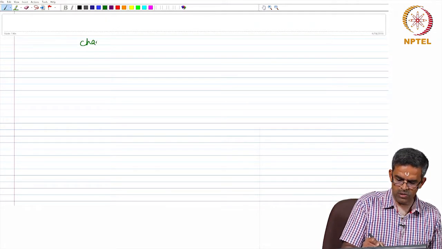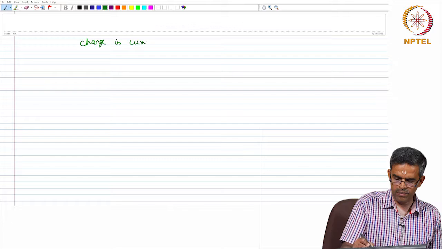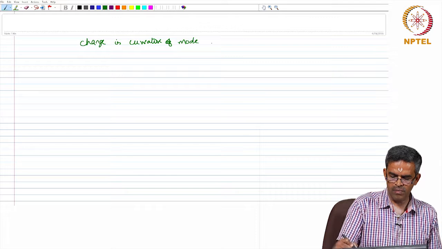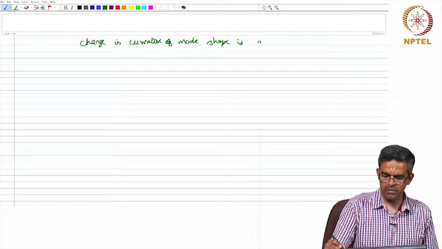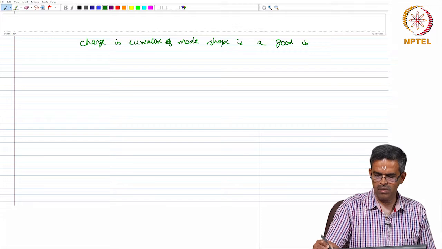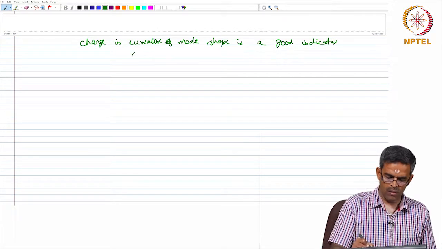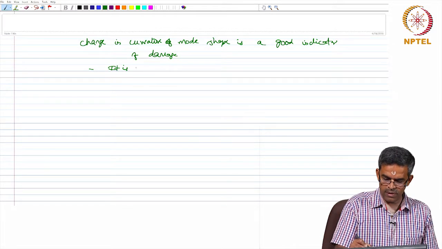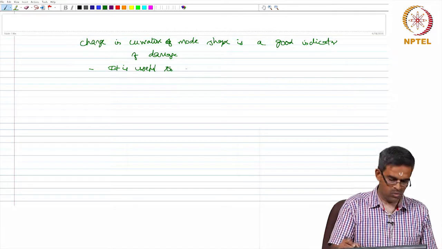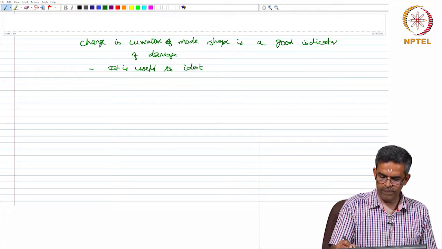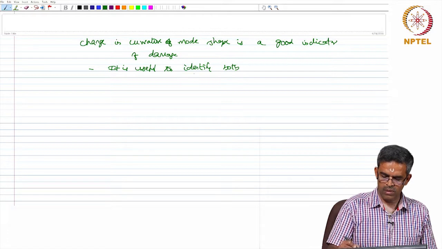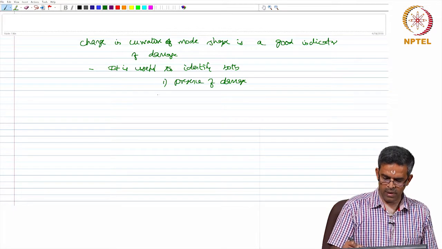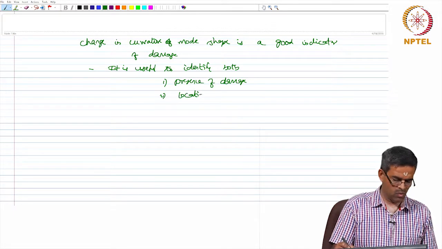Change in curvature of mode shape is a good indicator of damage. In fact, it is useful to identify both the presence of damage and also the location of damage.